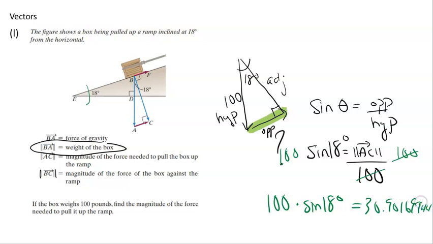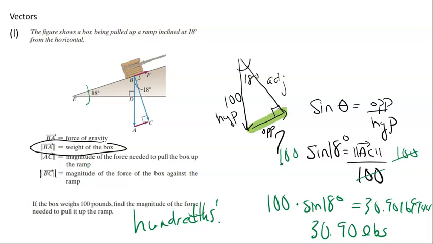Way too much. You don't need all that. If you read the directions, it doesn't tell us where to round, does it? I hate it when that happens. So if the box weighs 100 pounds, find the magnitude of the force needed to pull up the ramp. So let's round to the hundredths place. We have to make that decision on our own. Okay, so how about the magnitude is going to be 30.90 pounds. What you think? You like it? All right, so that's your final answer.